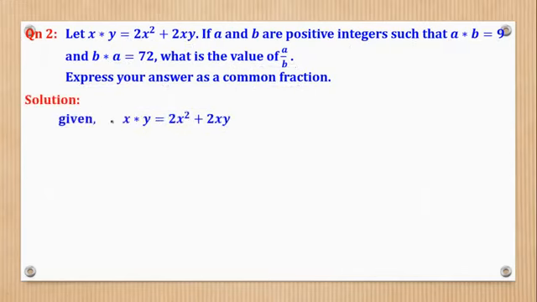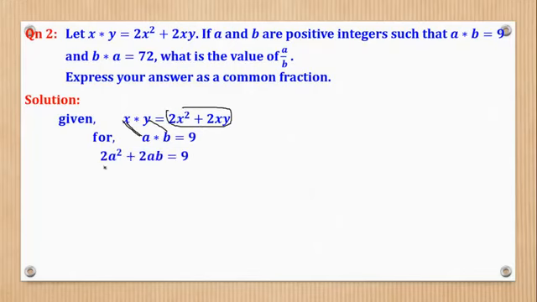So we shall say that given this, from a star b, it means that here now x becomes a and y becomes b. So where there is x we shall put a and where there is y we shall put b. When you do that, you shall come up with this equation. Now you realize that 2a is common, so factorize it out to come up with equation 1.